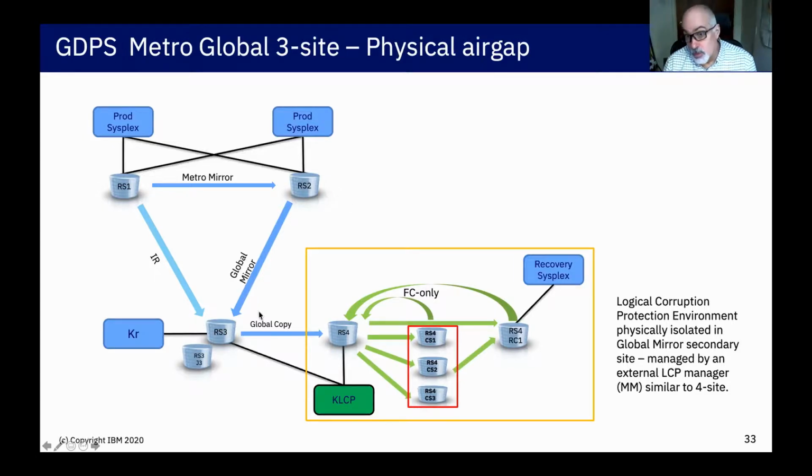Well, we can resume Global Mirror as soon as we've failed over the relationship between RS3 and RS4 to minimize any RPO drift. So we take care of all of that within this LCP capture script statement to optimize the capture process as much as we can.